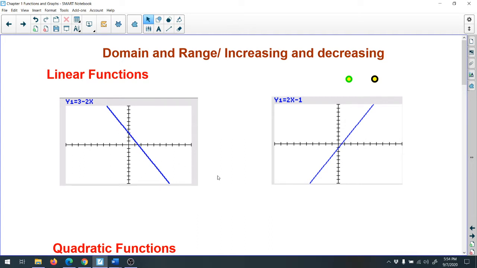So this function is decreasing. But this function is the opposite, which is increasing. So x minus 1: the slope is positive, so the function is increasing.